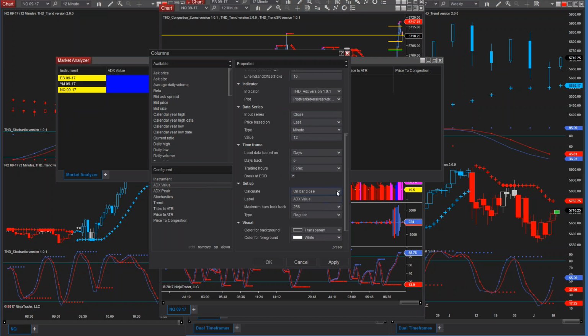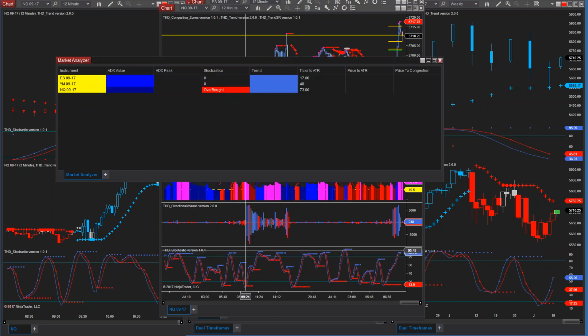You also have to do it on the ADX value. And there's your magenta peak. So now, just within the market analyzer, more than likely you're going to get a retracement, and at this time it's going to be about 67 ticks. Does everybody see that?